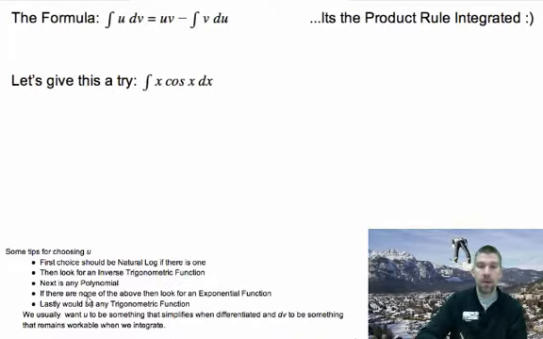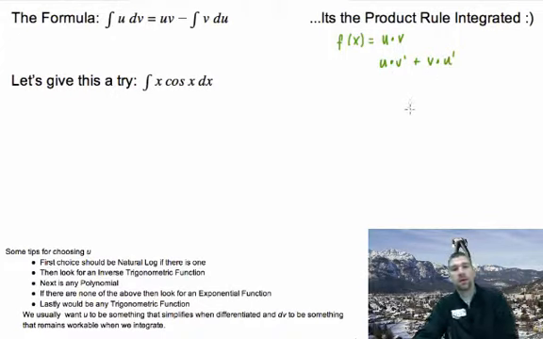Remember, the product rule says if we have f of x equals u times v, then what we have is u times v prime plus v times u prime. Okay, that's your product rule.